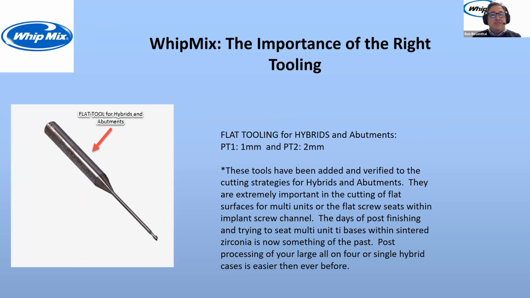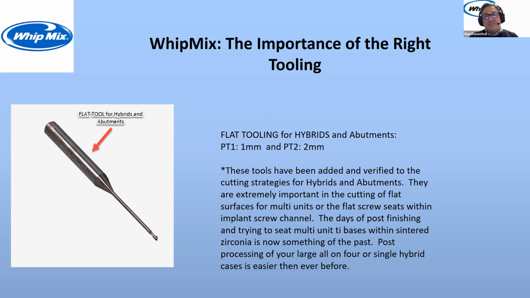So this was an example of the flat tools that are available, PT1 and PT2. They're 1 millimeter and 2 millimeter flat tools used for all of your hybrid cases, basically cutting the conical attachment for an all-on-4 hybrid, or the screw channel and screw seats. I cannot emphasize how important these tools are. All the customers that we've converted over to using these tools have just raved how wonderful their fits are. They're very excited about the results, and you will see these results happening.